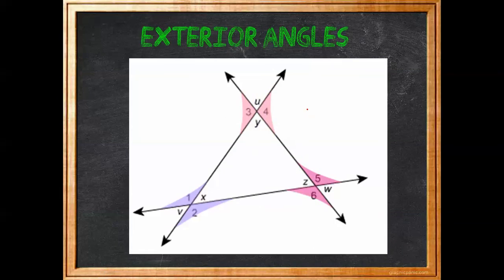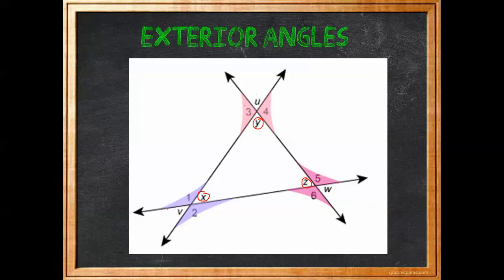The exterior angles that we talked about earlier, remember, that was where two sides of the polygon meet and they form a linear pair with an interior angle. So our interior angles right now are y, x, and z. So the exterior angles then would be the two angles that form a linear pair. So 3 and 4 are exterior angles of y. 1 and 2 are exterior angles of x, and 5 and 6 are exterior angles of z.